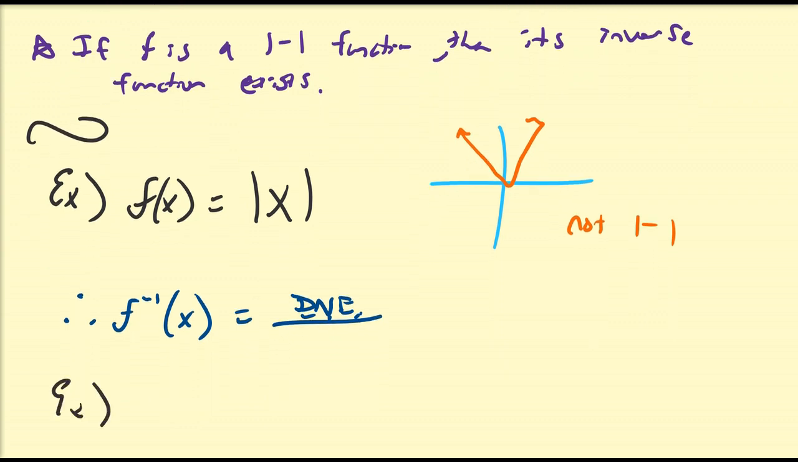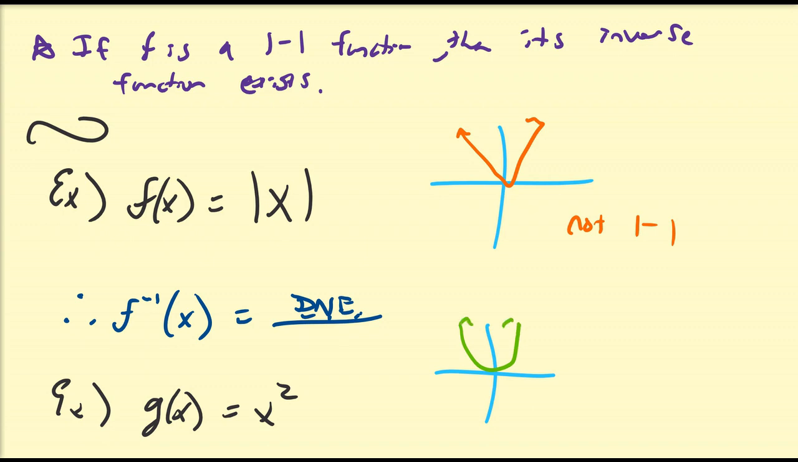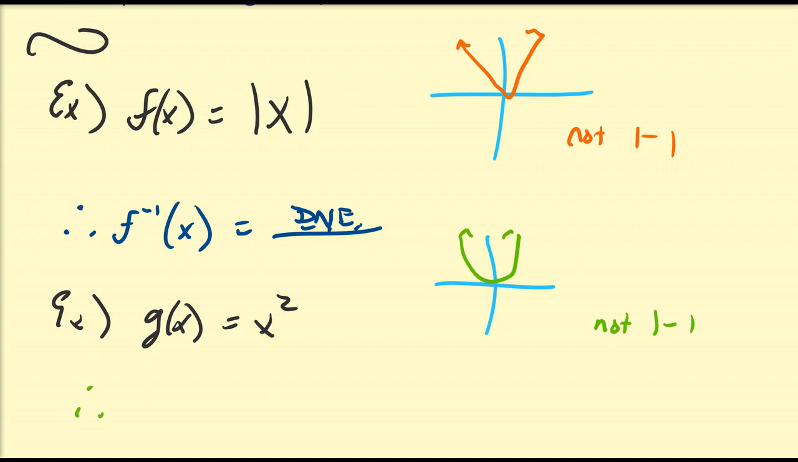So similarly, if we have, say, g of x is equal to x squared, so we know that this graph is just going to be the graph of a parabola facing upwards. This is not one-to-one. Therefore, the inverse function does not exist, at least not in singular functional form.